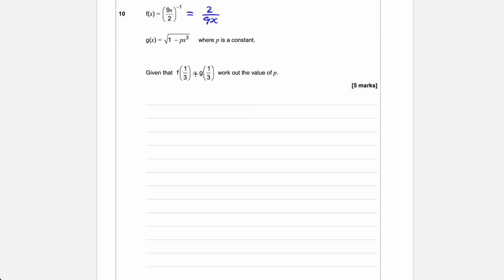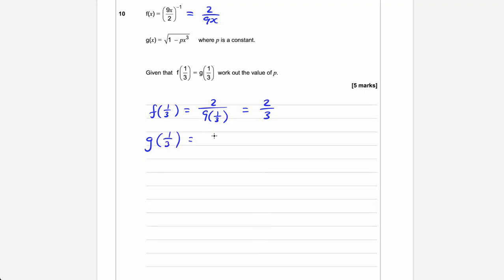Given that f of a third equals g of a third, work out the value of p. Okay, so easy. We're just going to sub in. We are going to sub in a third into both of these. Okay, so f of a third is equal to 2 over 9 times a third, which is equal to, 9 times a third is 3, so that equals 2 over 3. Nice.